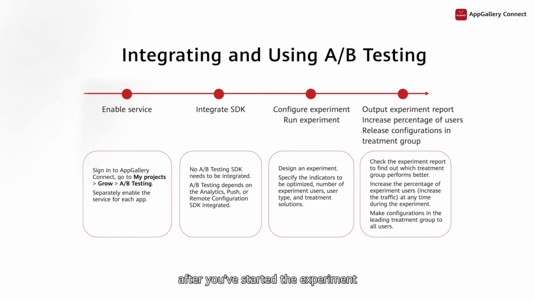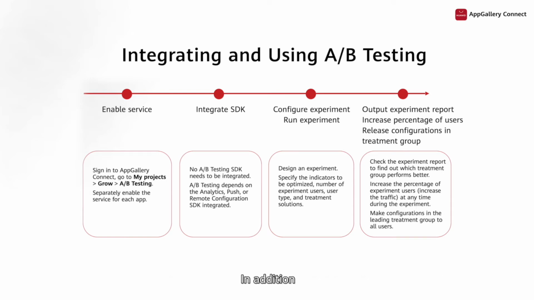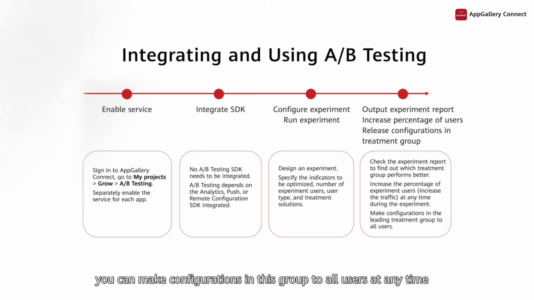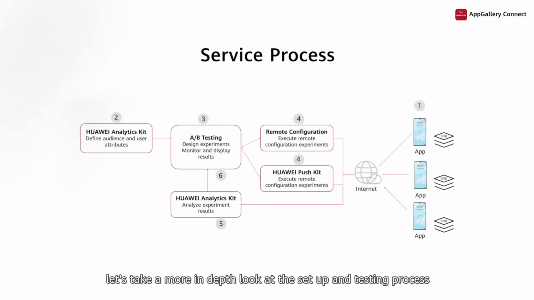Finally, after you started the experiment, periodically go back and view the experiment report. Generally, the experiment takes 1 to 2 weeks, and you can increase the percentage of participants at any time during the experiment. In addition, if you find a leading treatment group, you can make configurations in this group to all users at any time. Now that you understand the basics of A/B testing, let's take a more in-depth look at the setup and testing process.